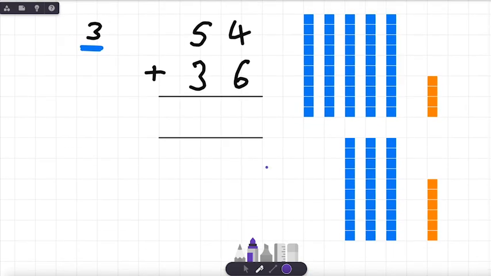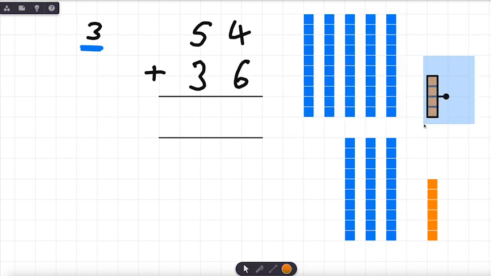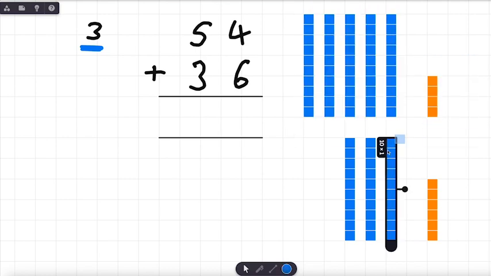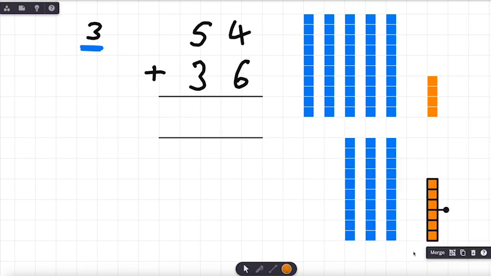Question number 3, 54 plus 36. Again, we have our 5 tens making 50 and our 4 units making the 4, and underneath we have 30, 3 tens, and we have 6 units. Let's start off with our units place value column and see how we can solve this one.